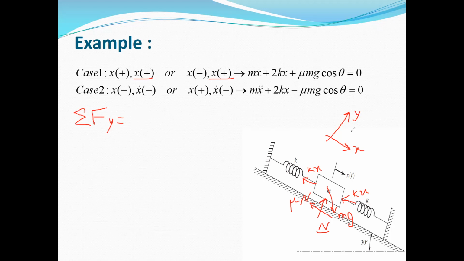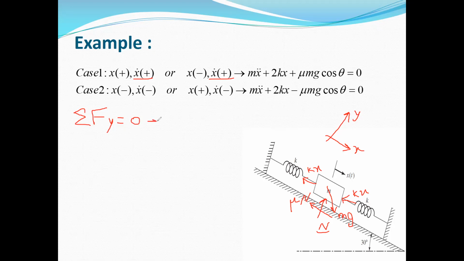We are writing the force equation in y direction. We know that the summation of the force in y direction is equal to 0, because there is no motion in y direction. So it will be mass times the acceleration, and because there is no motion, the acceleration is 0.